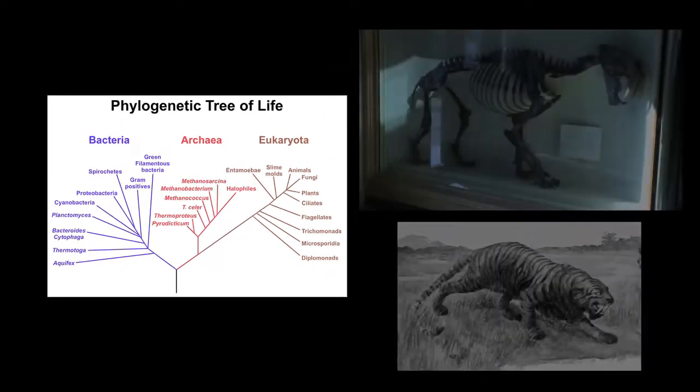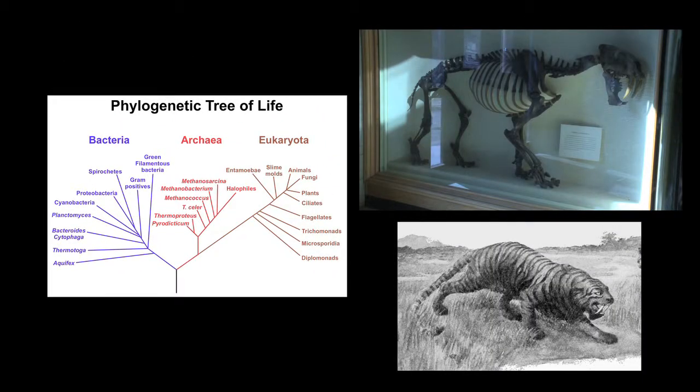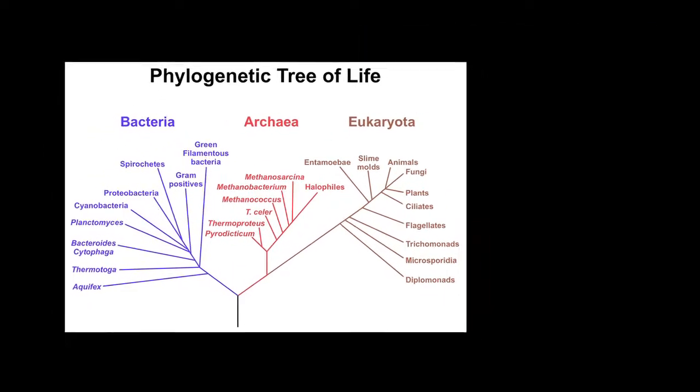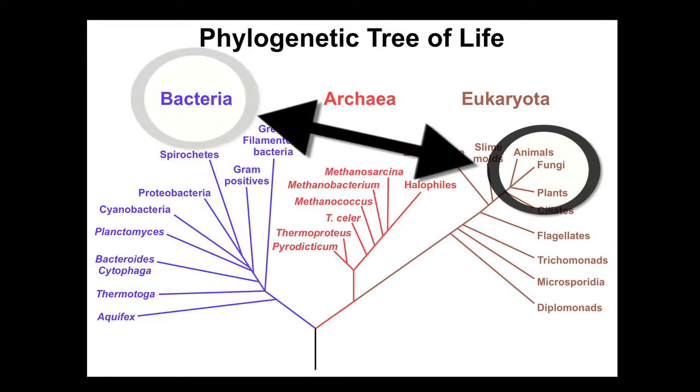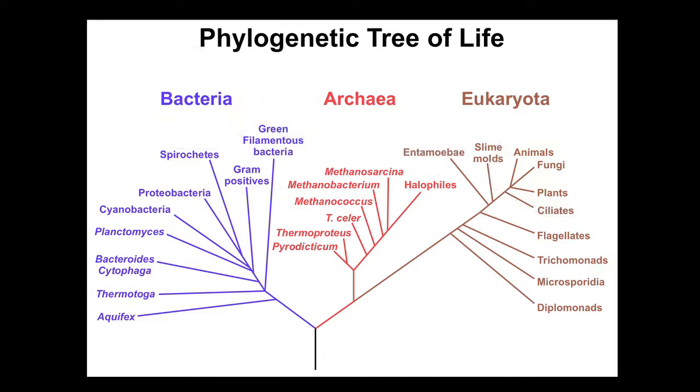And in fact, we can add in extinct species like the Smilodon, showing that all of these organisms are related to everything that has ever been alive on the earth. Things that are placed more closely together on the tree, like plants, animals, and fungi, are more closely related to each other than things that are placed farther away, like bacteria. It's a very big, complex tree.